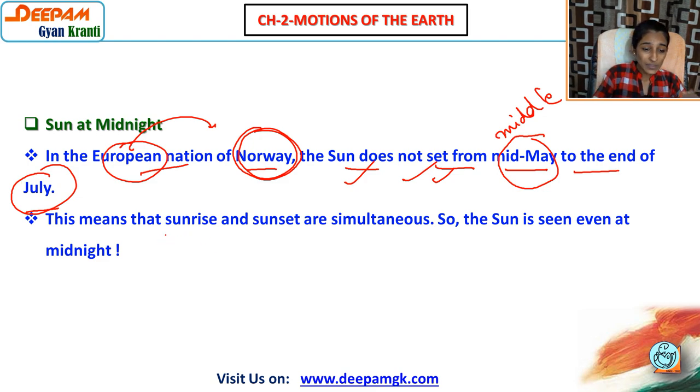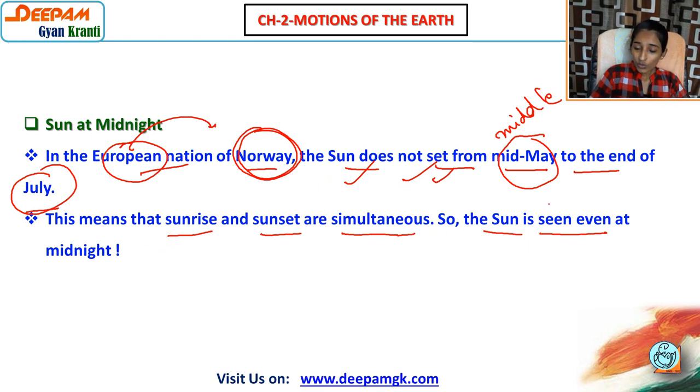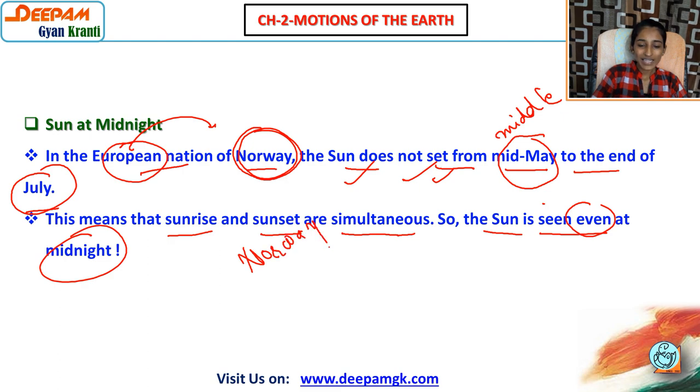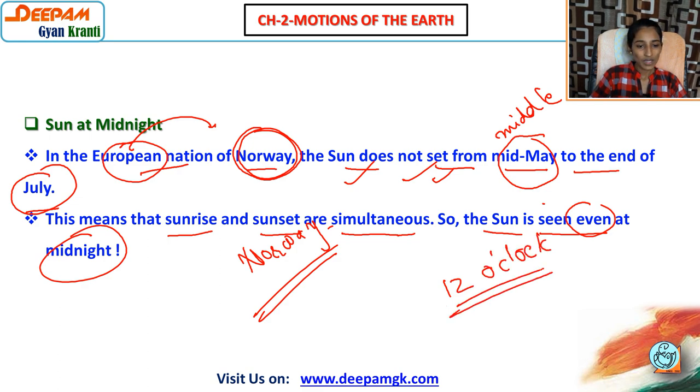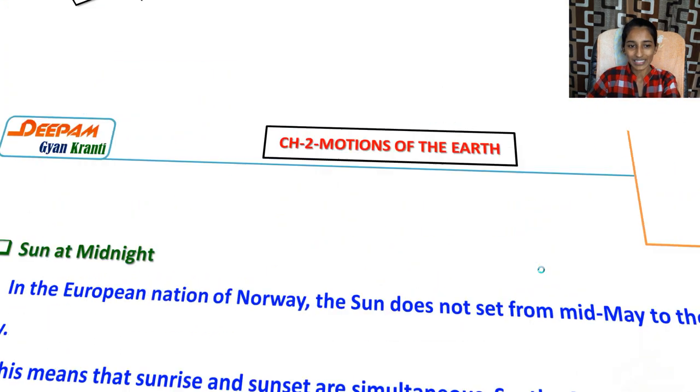This means that sunrise and sunset are simultaneous. So the sun is seen even at midnight, and because the sun does not set, we can see the sun even at night, and that's why Norway is considered a midnight sun nation. There, even at night, at 12 o'clock, you are able to see the sun. Okay, that's why Norway is considered the country or nation of the midnight sun.